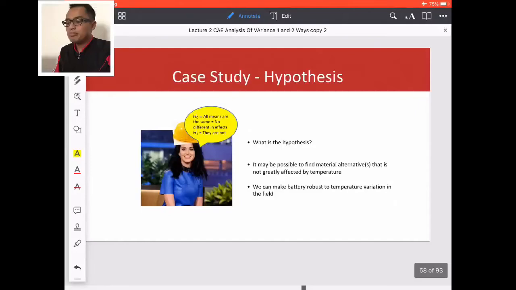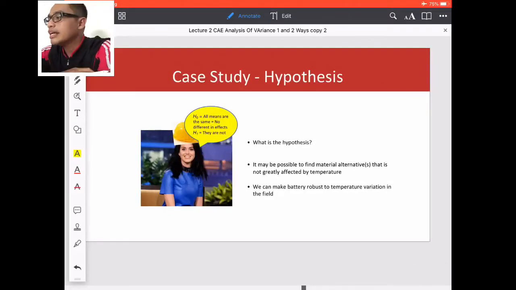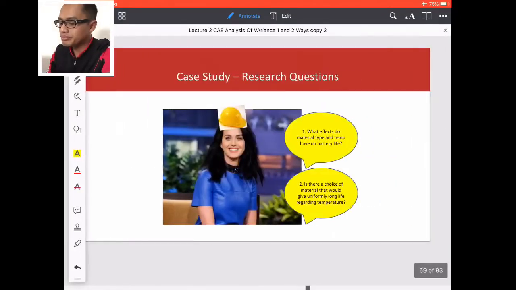Alright, the hypothesis in this case is quite different from ANOVA 1, so it is not all the same, or one different, or between 2 groups are the same, no. So I'm going to discuss it at the end of the case study, yeah? So you have to wait for a while.